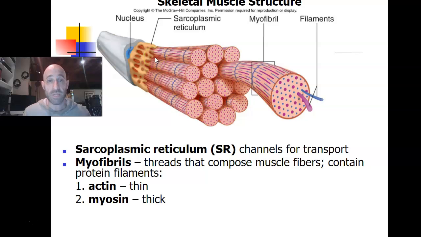So the sarcoplasmic reticulum is just like the endoplasmic reticulum. It is a channel of membrane-bound, essentially hallways or channels that allows for the movement of ions and substances within the cell. So it's just like the endoplasmic reticulum, but because it's in a muscle, we call it the sarcoplasmic reticulum, and that is going to be found all around these myofibrils, which is the next thing on the slide. So myofibrils are what make up the majority of a muscle fiber. It is made up of proteins, and these are the proteins that cause contraction, and there's two types, actin and myosin. Actin is the thin filament, and myosin is the thick filament.